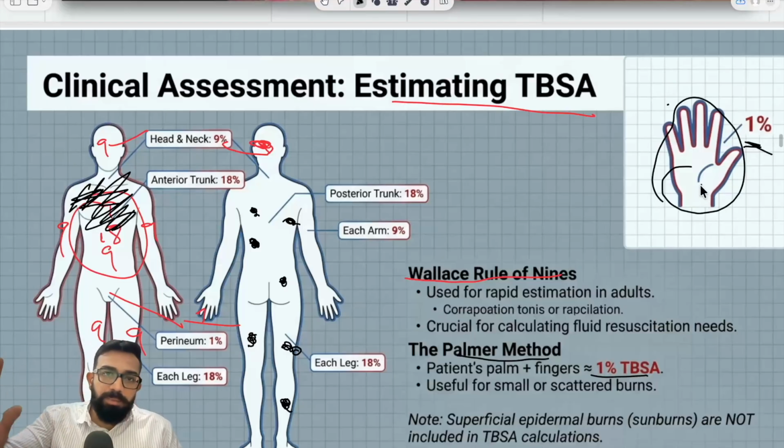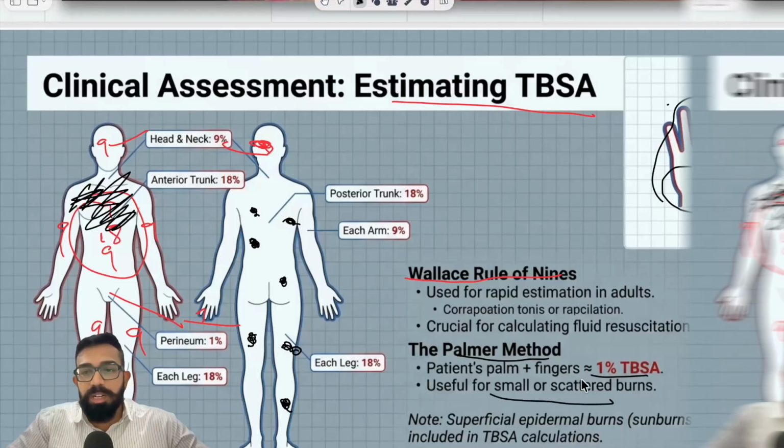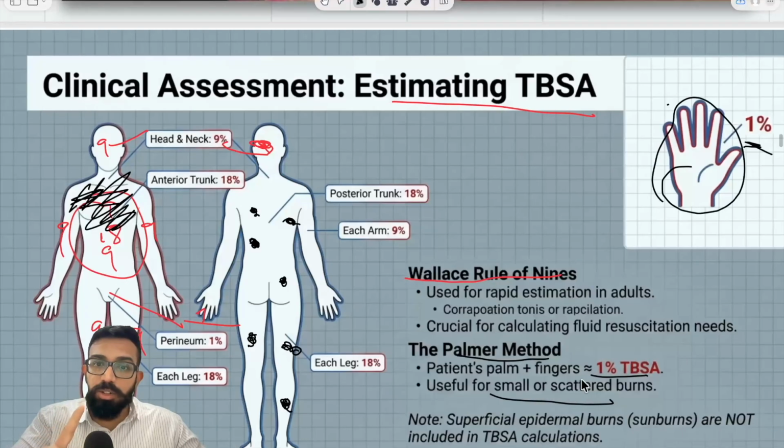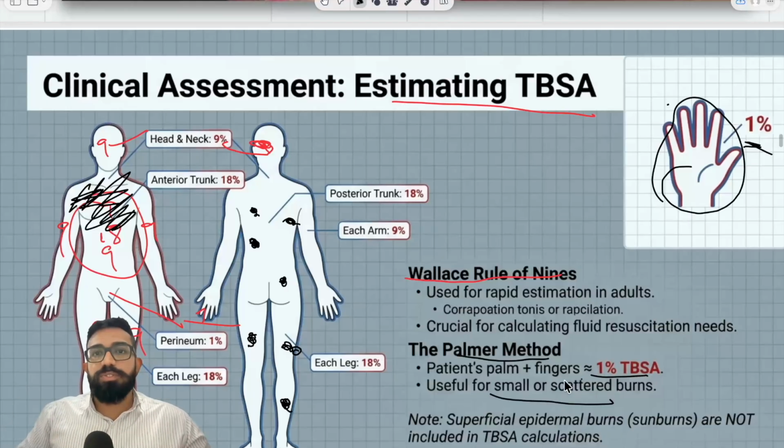So how many palms are you getting? You are getting 3 palms, 4 palms. Based on that, you can calculate small or scattered burns. Sunburns are not included in this category of TBSA. Remember that. And the last thing is children.